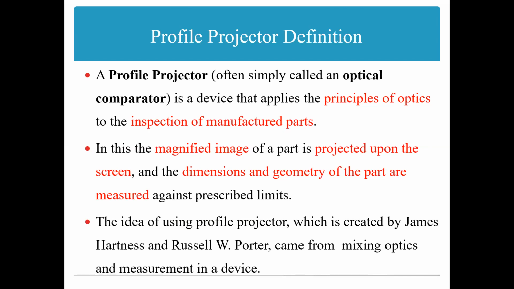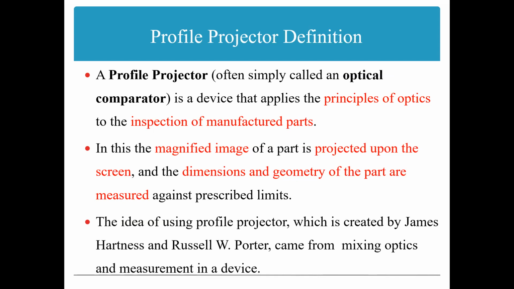As discussed in the toolmaker's microscope, in this optical profile projector also there exists a scale. Two micrometers are provided, and also a baseline is provided in order to set it to the boundaries of the work part. We will see later. This was invented by James Hortons and Russell W. Porter. It is completely based on mixing optics and measurement in a single device.